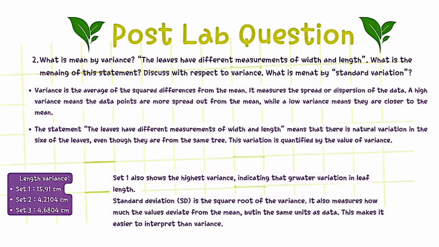The variance is the average of the square difference from the mean, and it measures the spread or dispersion of the data. A high variance means the data points are more spread out from the mean, while a low variance means they are closer to the mean.